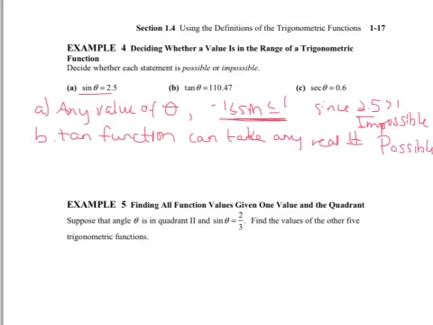is possible. If we look at C, secant of 0.6, we say since the absolute value of secant of theta has to be greater than or equal to 1, 0.6 is not greater than or equal to 1, so C would be impossible.